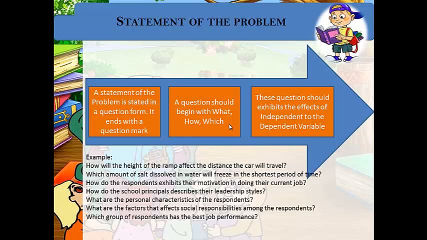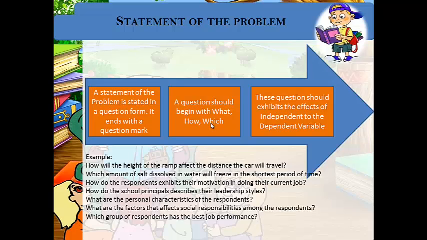A statement of the problem is stated in question form. It ends with a question mark. A question should begin with what, how, or which. This question should exhibit the effect of the independent to the dependent variable.